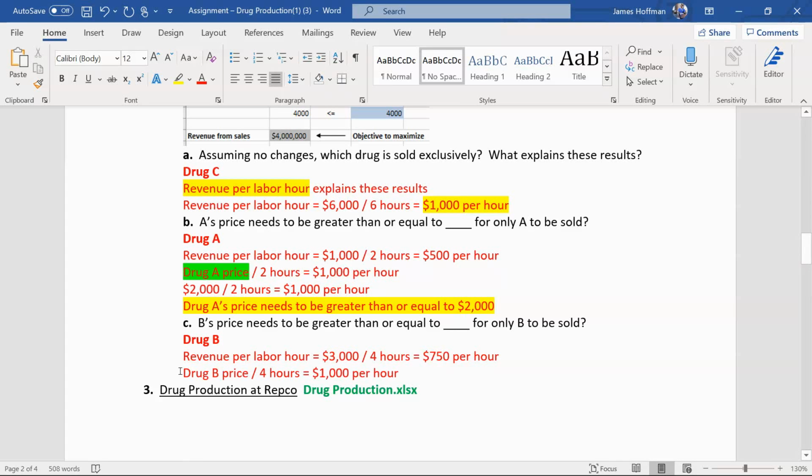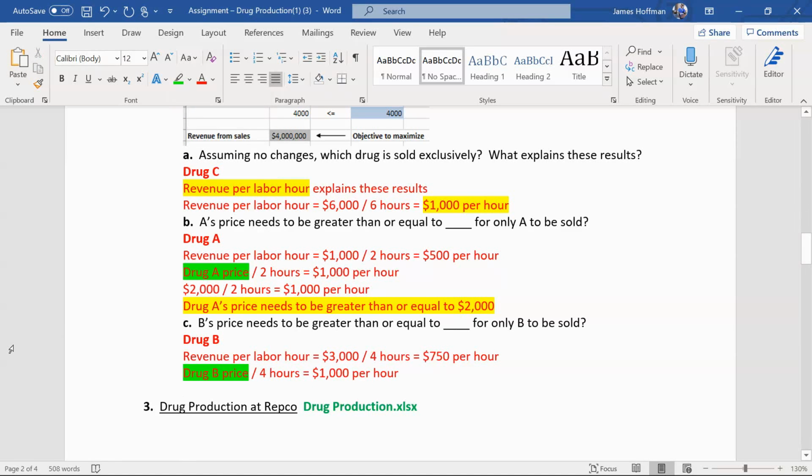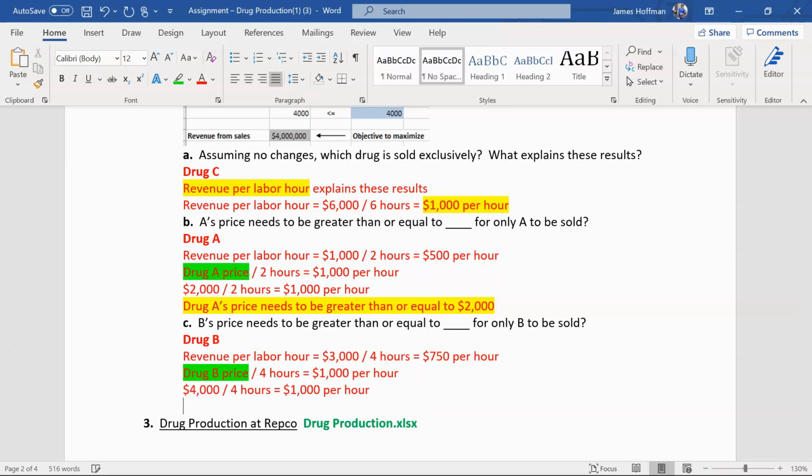We already found it, but yes, exactly. 4,000 divided by 4 gives us the same return of $1,000 per hour. So the answer for part C is drug B's price needs to be greater than or equal to 4,000.